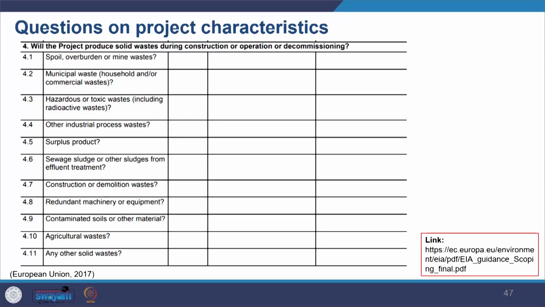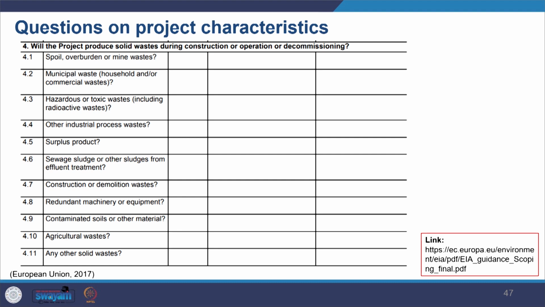Further, from the same checklist, I have taken how they're dealing with solid waste during the construction, operation or decommissioning stage. So you can see the spoil, overburden, or mine waste, municipal waste, hazardous or toxic waste, other industrial process waste, surplus products, sewage sludge, construction or demolition waste, redundant machinery or equipment, contaminated soils or other material, agriculture waste, any other solid waste.